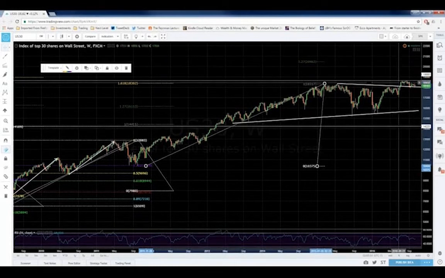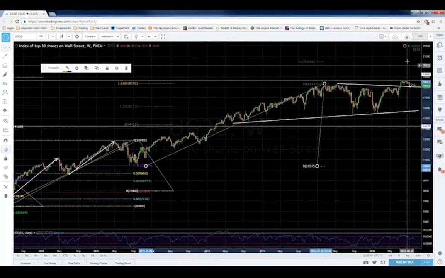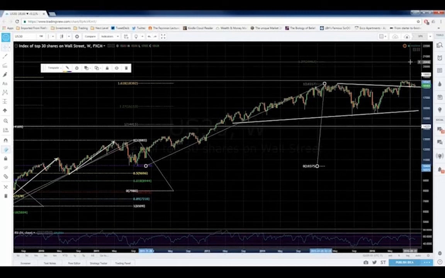But we do have to recognize we're still in resistance, and until we break that. But if we break through this level, the previous high here at 18,656, we have really strong odds of getting to 20,462.